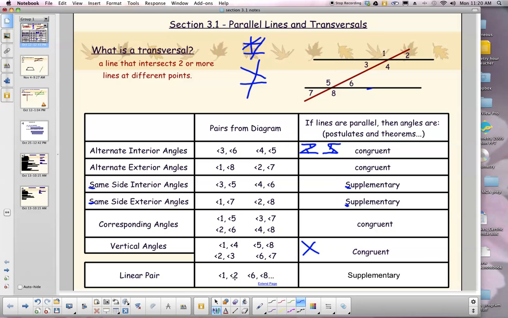The last pair we're going to talk about is a linear pair. A linear pair is a pair of angles that are supplementary and adjacent. So basically they form a line if you put the two angles together. So 1 and 2 would be a linear pair. 3 and 4, there's tons of them. 5 and 6, 7 and 8. You could also go up this way. 5 and 7 would be a linear pair. 3 and 1, 2 and 4, 6 and 8. All of those would be linear pairs.